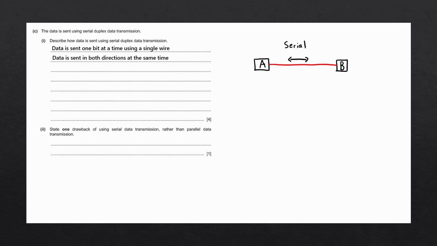The second part of this question says, state one drawback of using serial data transmission rather than parallel data transmission. So, to figure out a drawback or a disadvantage, we can think of an advantage of the opposite, which is parallel data transmission. With parallel, we can send data over multiple wires, meaning that data can be sent at a faster rate. So that is our first advantage, that the data transfer rate is faster, and the opposite of this is then going to be true. That with serial data transmission, the data transfer rate is going to be slower. Let's write that in for the answer. And there we go, that is our question completed.